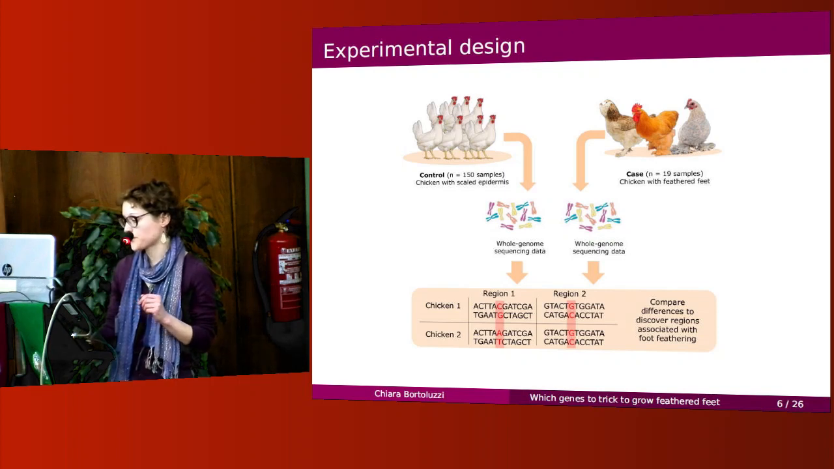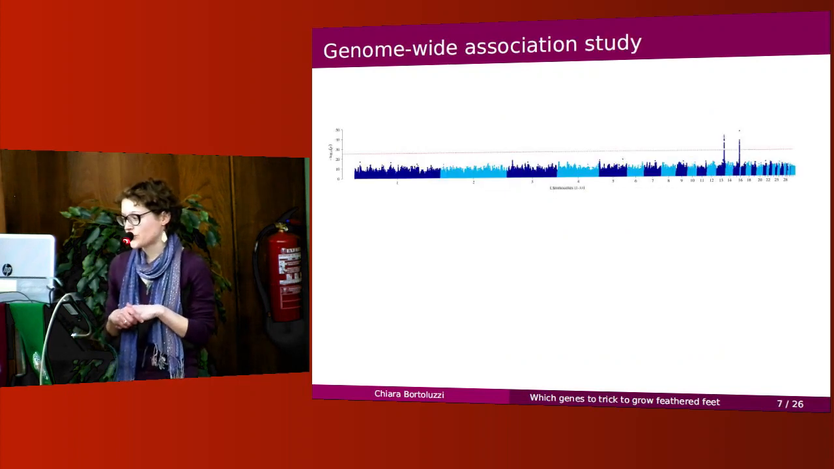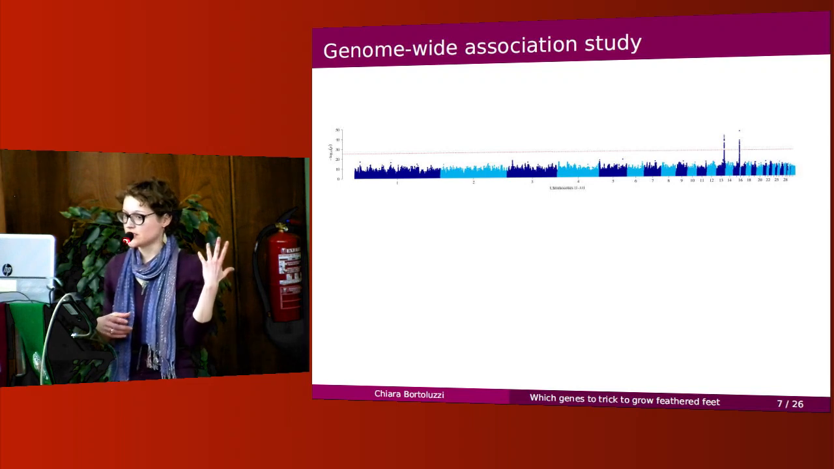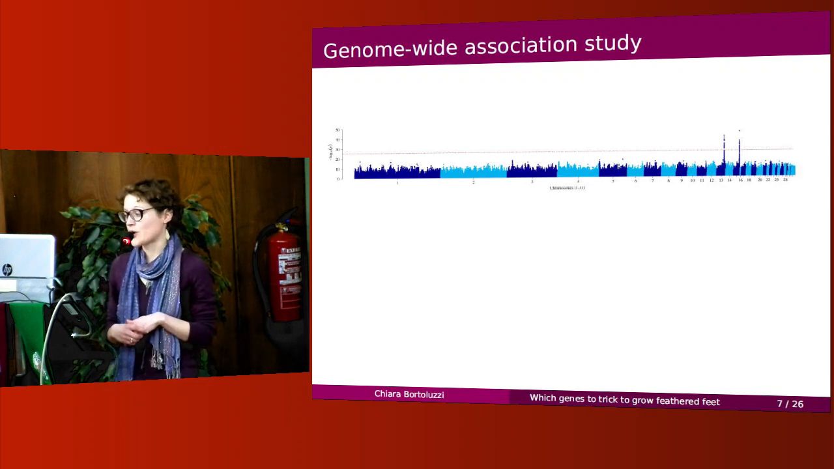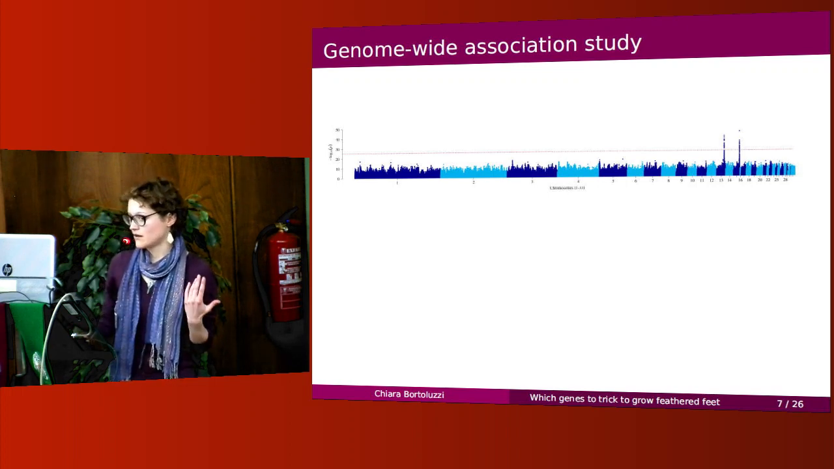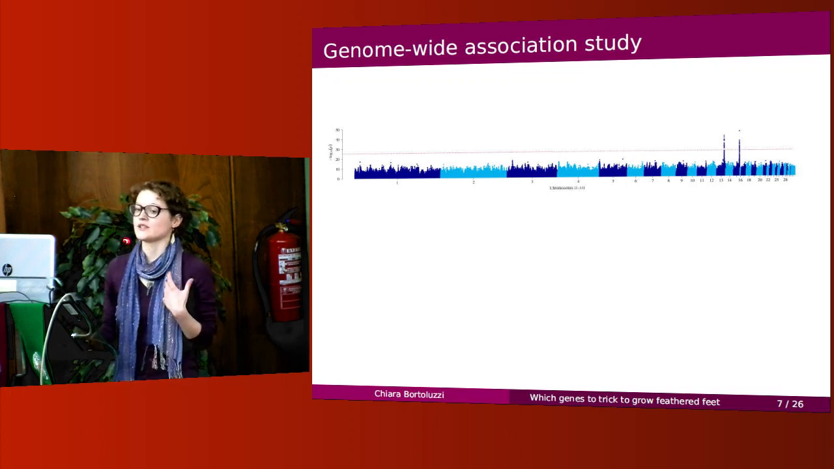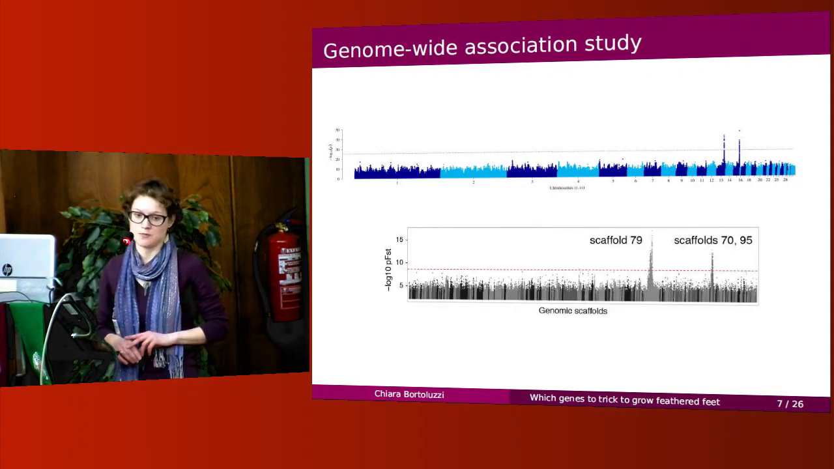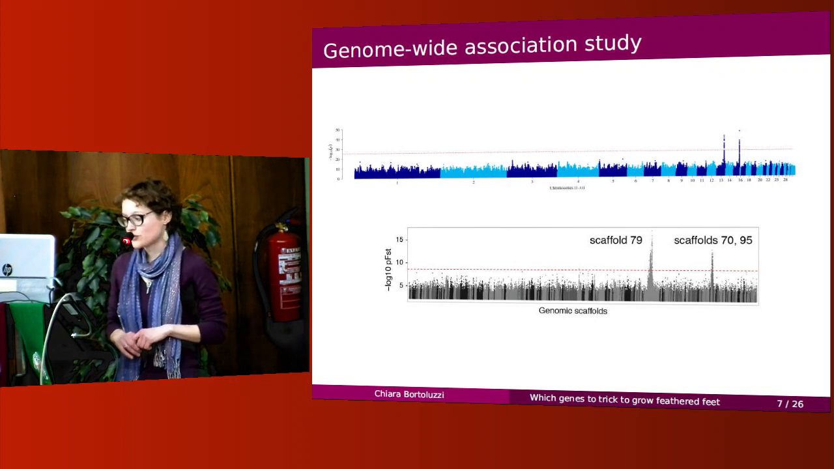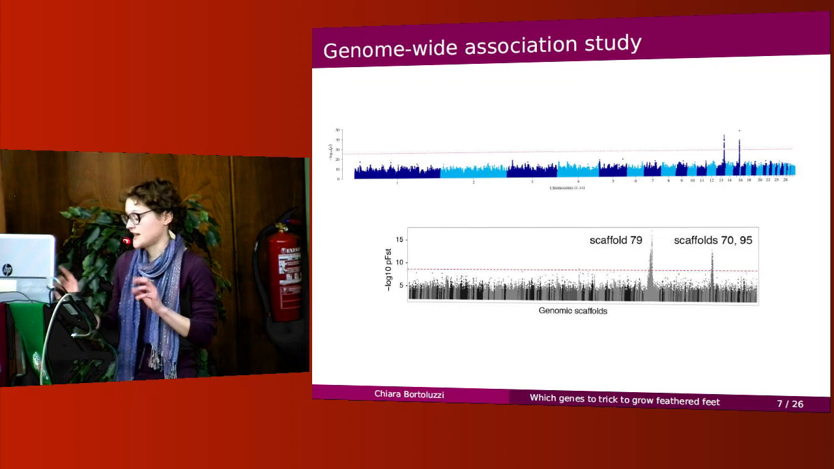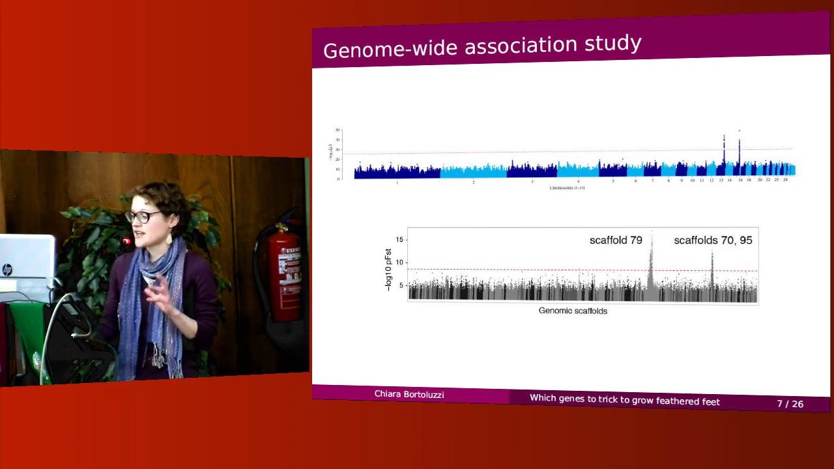This is the result of the genome-wide association study, and you can clearly see two peaks, one on chromosome 13 and one on chromosome 15. And if you look at the recent study that was published in 2016 in pigeon on the same phenotype, they also observed two main peaks: one on scaffold 71 and one on scaffold 79 and 70, sorry.